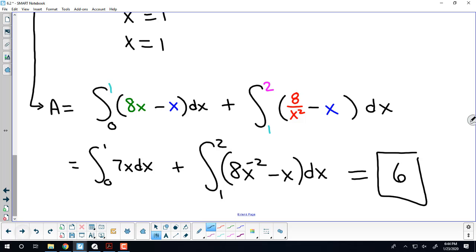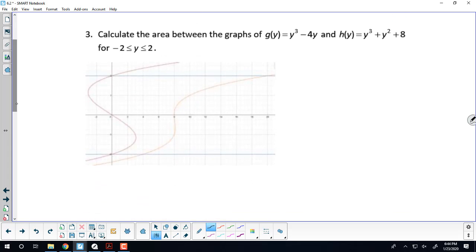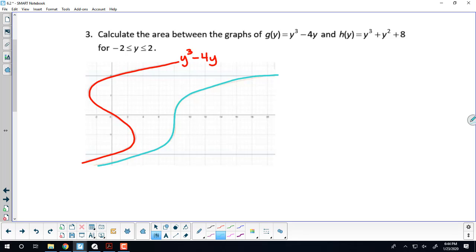All right. So this one here we mentioned earlier in terms of y. You just highlight these two functions. This function here on the left, the red one, is y cubed minus 4y. And whatever this color is, that's y cubed plus y squared plus 8.